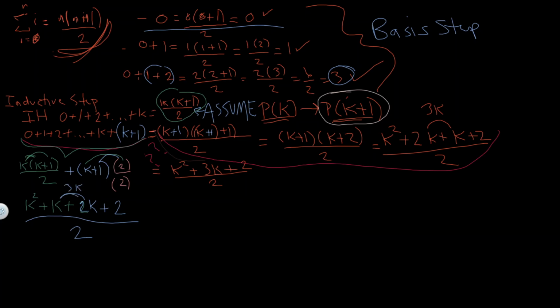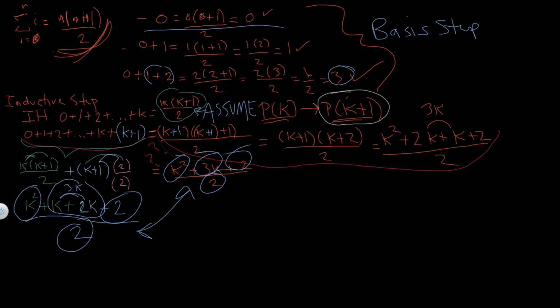And now let's take a look at the right and see what we have left. Well, we've got k squared equals the k squared. This 3k equals this 3k, and then this 2 equals this 2. And so we've got an equivalency. So what this says is that this mathematical inductive proof is complete, that they do match, and therefore I can conclude that this statement is true for all of n. Let's try another one.